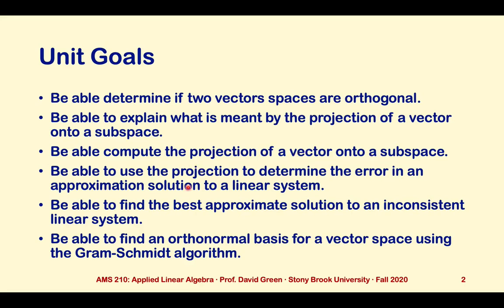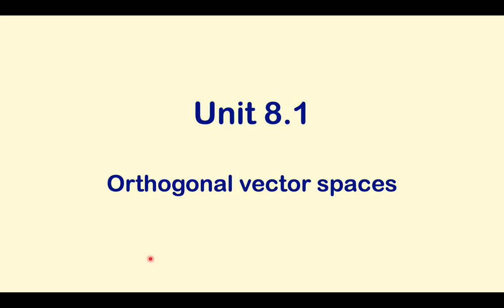You should be able to use such a projection to determine the error when we have an approximate solution to a linear system, and to be able to find the best approximate solution to an inconsistent system. Finally, you'll be able to find an orthonormal basis for any vector space using the Gram-Schmidt algorithm. In this video, we are going to introduce the idea of orthogonal vector spaces, and in subsequent videos, we'll introduce the ideas of the projection and the Gram-Schmidt algorithm.